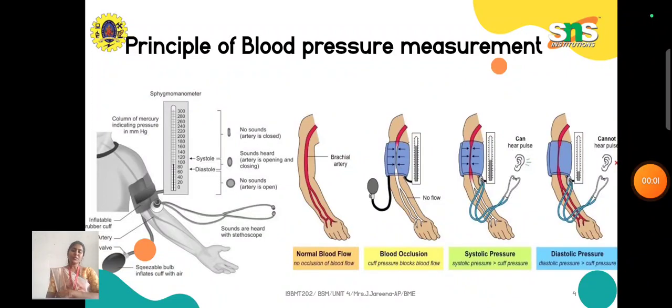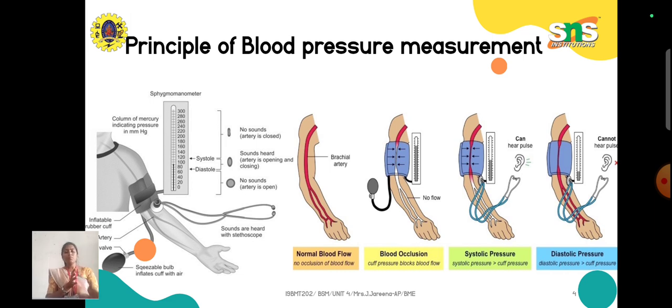Hi all, in today's class we are going to discuss the principle of blood pressure measurement. Before getting into the different methods, techniques, or methodologies to measure BP, first and foremost we should know the basic concept behind measuring blood pressure, right?